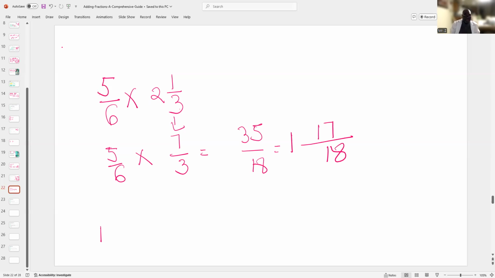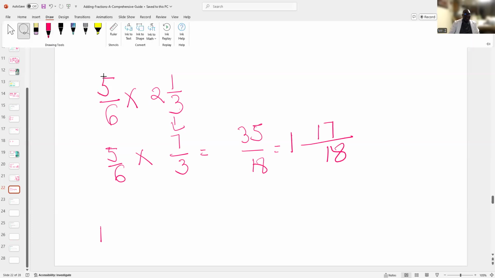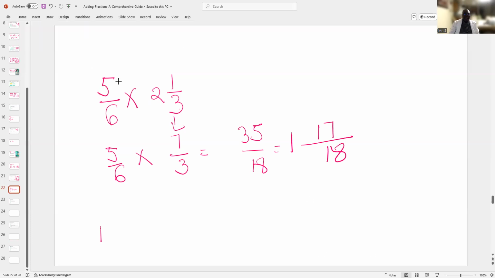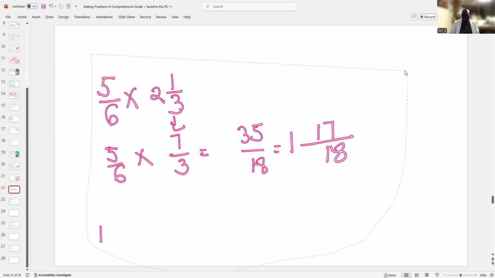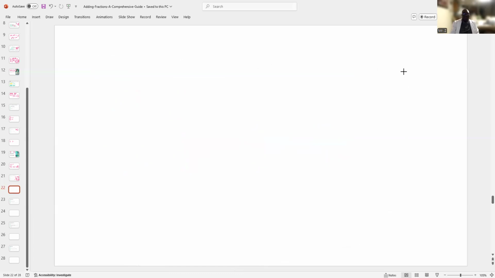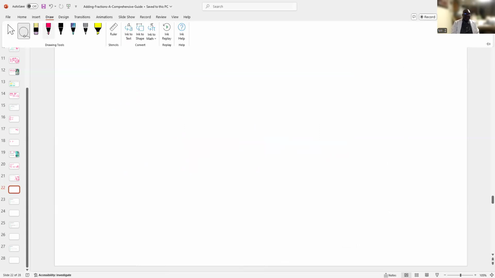So same concept. All right, when you multiply a whole number by a mixed number, convert the mixed number to an improper fraction, and go ahead and multiply. All right, so let's talk about how to divide fractions. So, how do you divide a fraction?